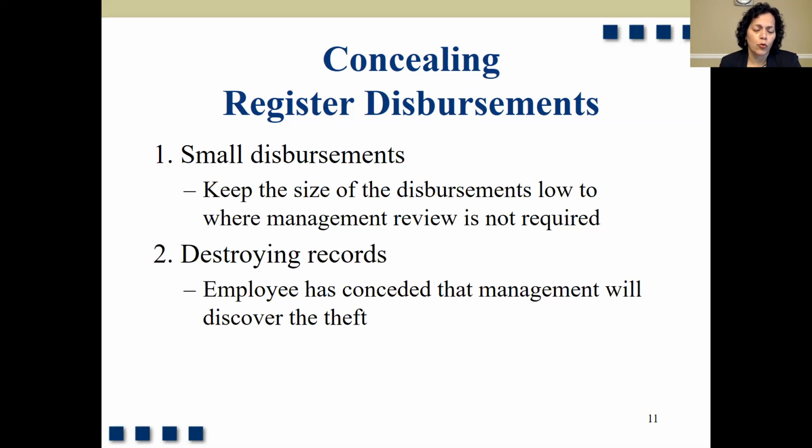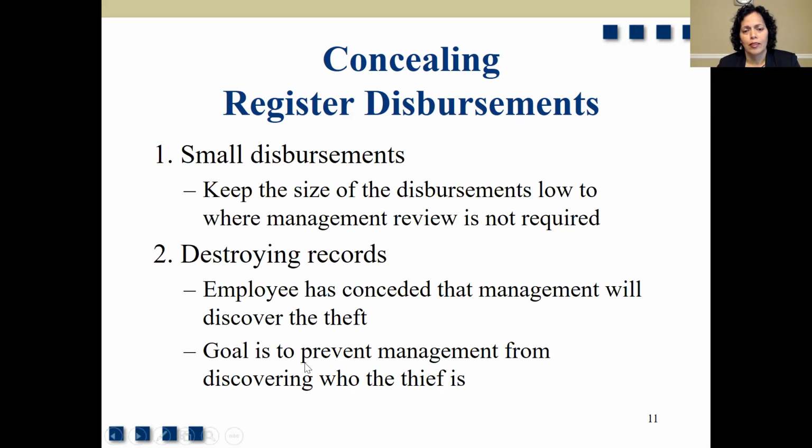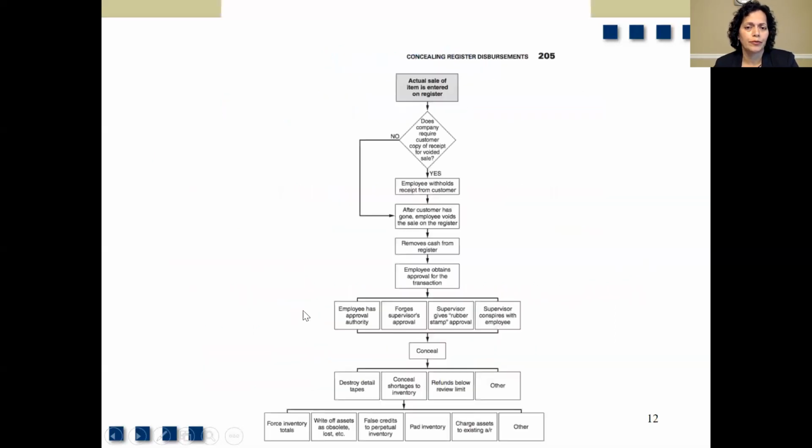That way, to find out which one is genuine and which one is not is going to take a lot more time. And a lot of times management is just going to say, oh, well, just take it as this is the correct number. So clearly, management has a large role in letting these frauds happen. The goal is to prevent management from discovering who the thief is, which is why people would destroy the records.